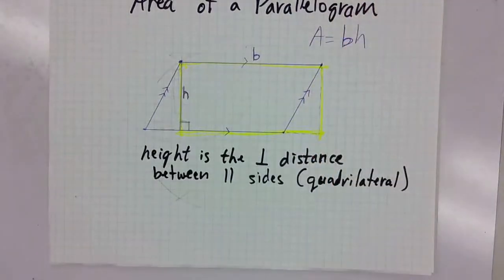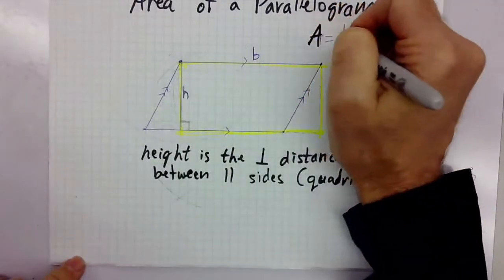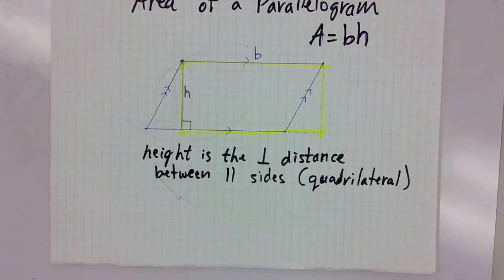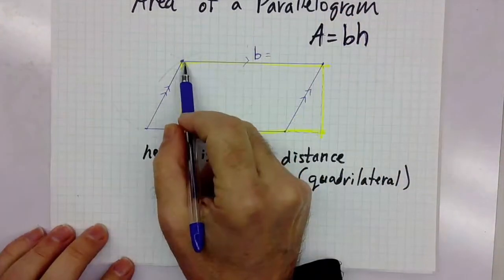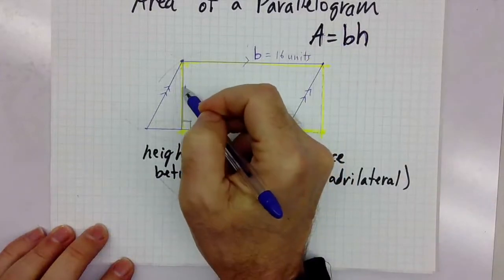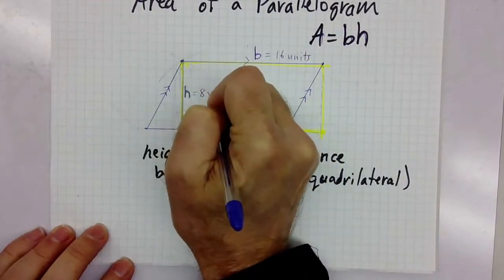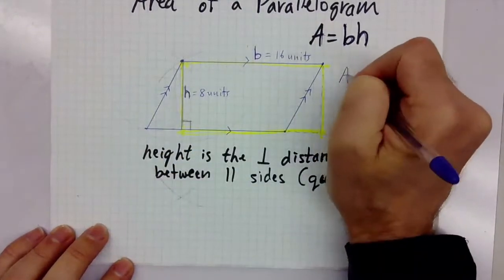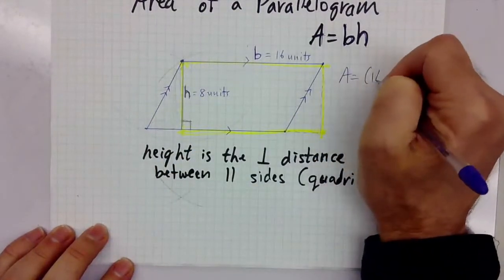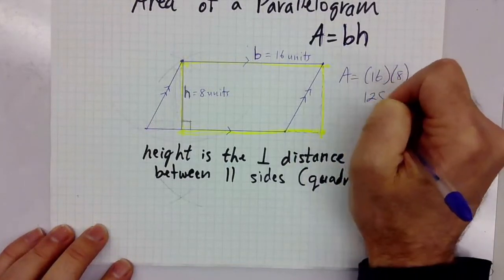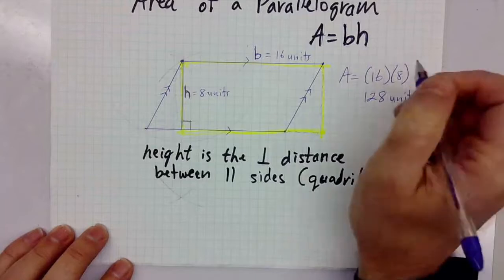Not surprisingly, the same formula as it is for a rectangle, since a rectangle is what? Simply a parallelogram. And we could do that calculation quickly. Let's see, I think this was 16 units, and this is 1, 2, 3, 4, 5, 6, 7, 8 units. One dimension times one dimension gives me two dimensions. Area equals 16 times 8, which is 128 units squared.